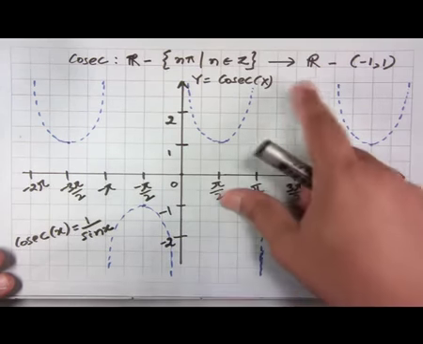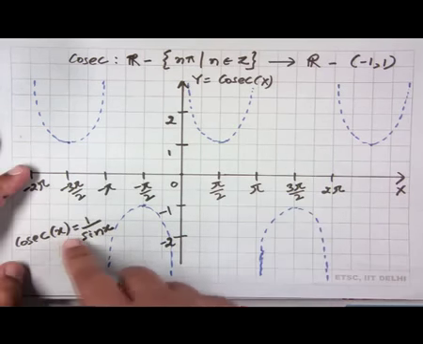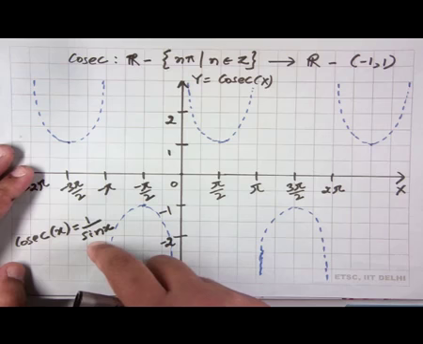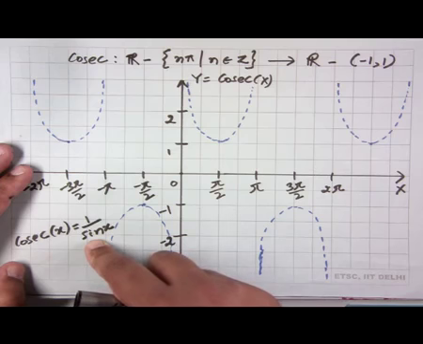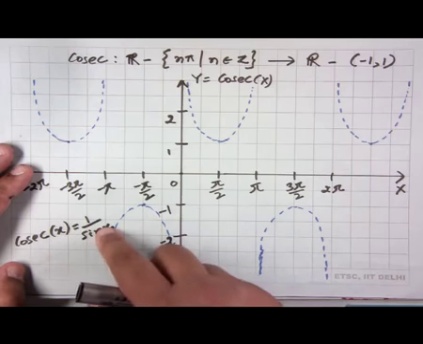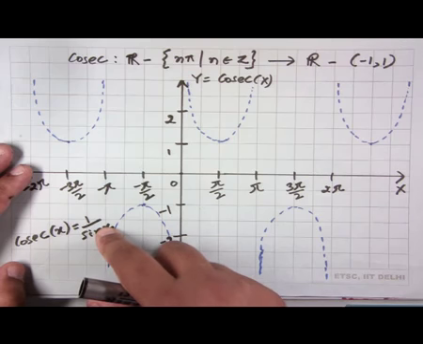And for the range, because cosecant x is 1 over sine x, and the range of sine x is all values between -1 and +1, 1 over sine x will take all values outside the interval -1 to +1.